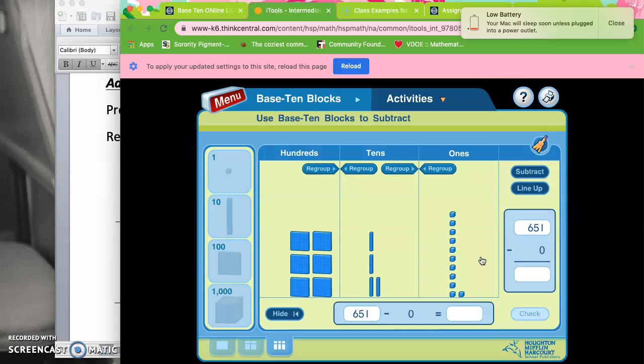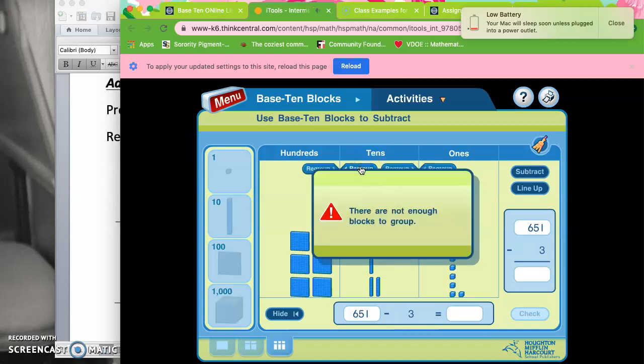So we need to take 3 away. So we're going to do that. 1, 2, 3. And you can see the numbers starting to pop up over here. And then we're going to hop back over here to our tens place. And we need to take 6 away, but we don't have enough to take 6 away. So we need to go next door and borrow some. So we're going to hit regroup.